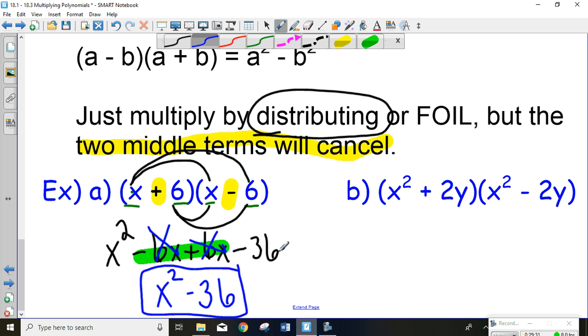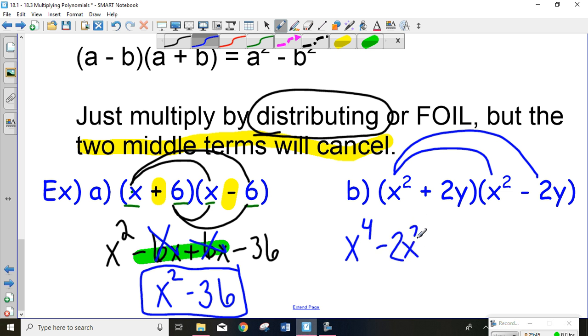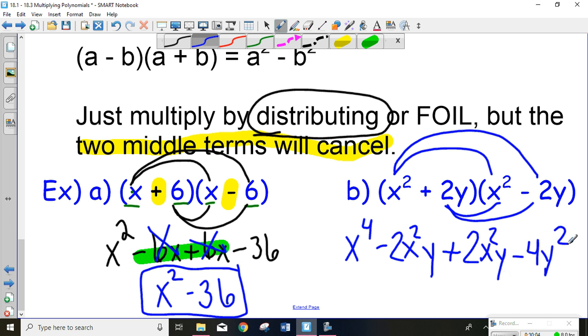So lastly, if I do this one, x squared times x squared, remember I'm multiplying, so I'm adding my exponents. So x to the 4th. x squared times negative 2y would be a negative 2x squared y. If you wrote it as 2yx squared, that would be perfectly fine. Here, 2y times x squared would be positive 2x squared y. And last, 2y times negative 2y is going to give me a negative 4y squared.